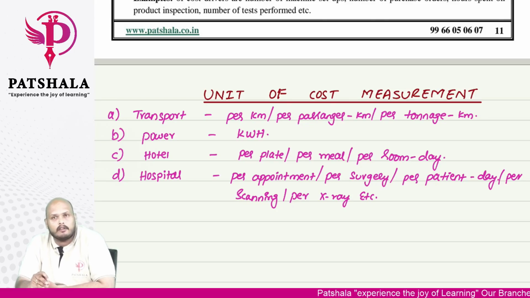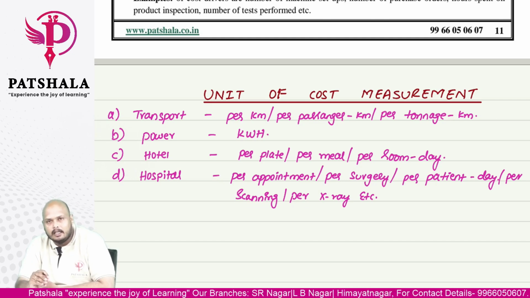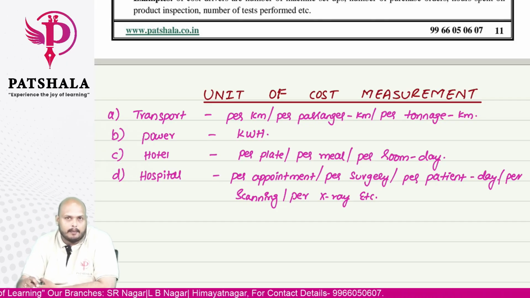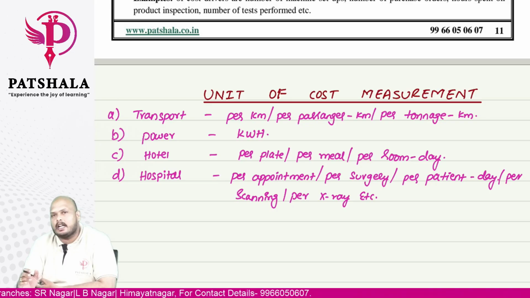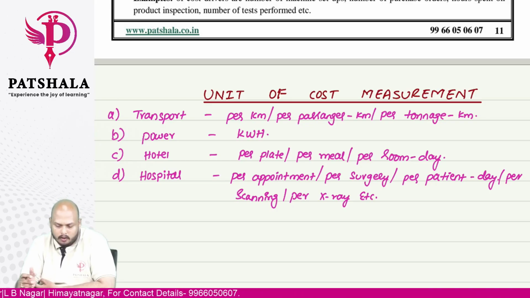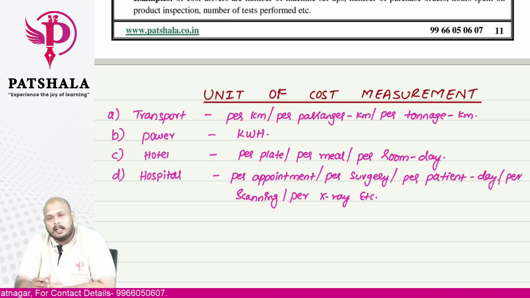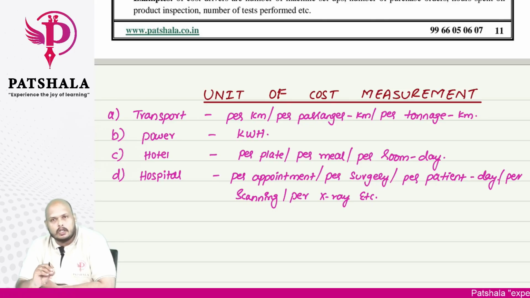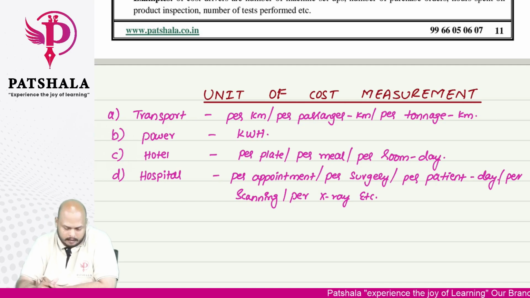In that case, what is the unit of cost measurement which is used by hospital? The unit of cost measurement which is used by the hospital here is per patient day. Means if one patient is admitting into the hospital one day, what is the fees they are going to collect from the patient? That is called per patient day. Next, when he is admitting into the hospital prior to the surgery, he has to undergo many things like a scanning he has to do. Then in that case, they will charge per scanning. Then sometimes they have to take X-rays. Then in that case, they will charge per X-ray. So all these are the unit of cost measurement which is used in the case of hospital sector, either it is for OP patients or IP patients.